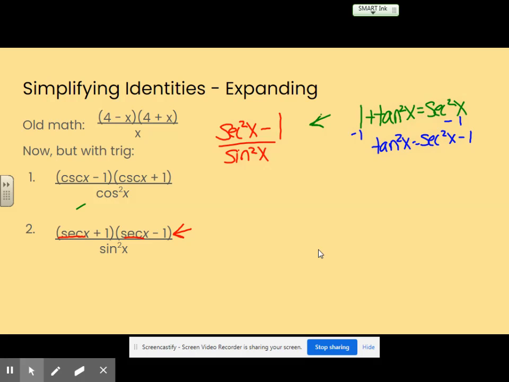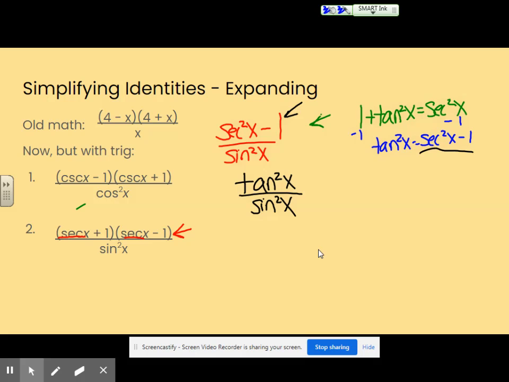I have a secant squared x over here, and I have a secant squared x over here. Secant squared x minus 1 always is going to equal secant squared x minus 1. So that's telling me that I can substitute tangent squared x for my numerator and keep sine squared x in my denominator. Just like before, I could stop here, but a part of simplifying identities is knowing how far to go. We want it to be the smallest unit possible. And I know that I can keep going here.